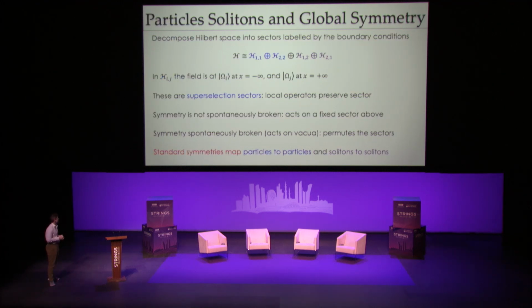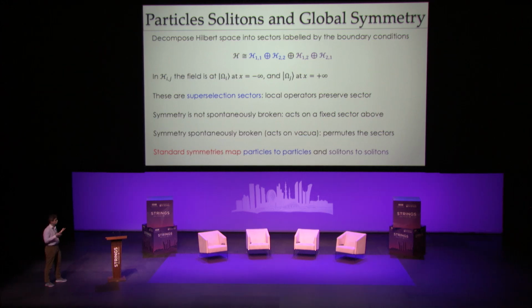Okay, let's get a little more technical. In this kind of situation, we can look at our quantum Hilbert space, and we can decompose it into sectors. In this case, there are 4 sectors. What do these subscripts mean? They indicate what the ground state is at spatial minus infinity and plus infinity. We have these 2 states, so we have 4 sectors. If those labels are the same, then that's the sector of particles. And over here, the labels are different, so that's the sector of solitons.